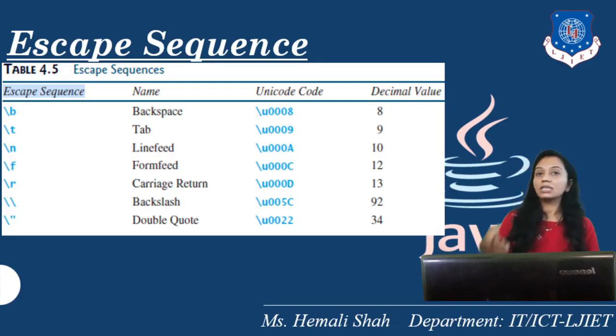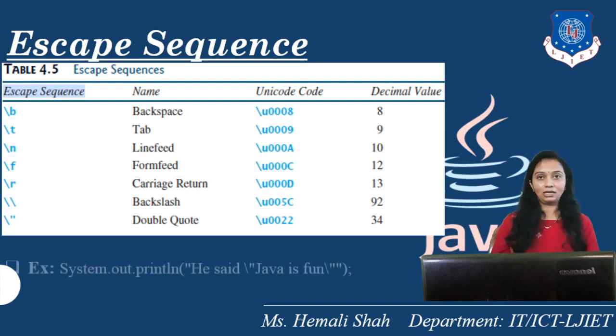For form feed, we are using backslash f, backslash n is actually used for the line feed, backslash t is used to make a tab space inside your string, backslash b is basically used for the backspace, right? So these all are the special escape sequence characters.